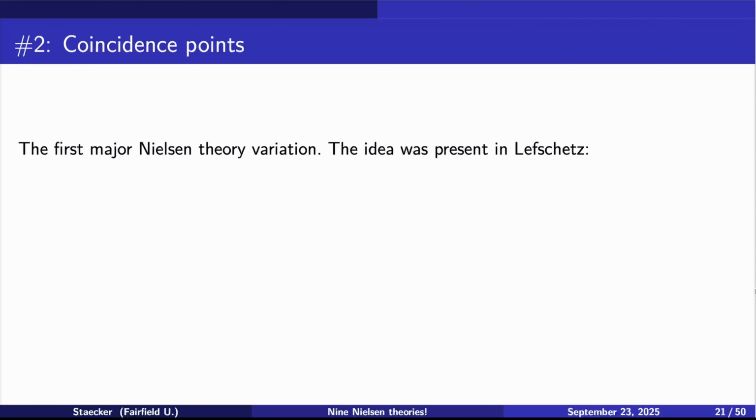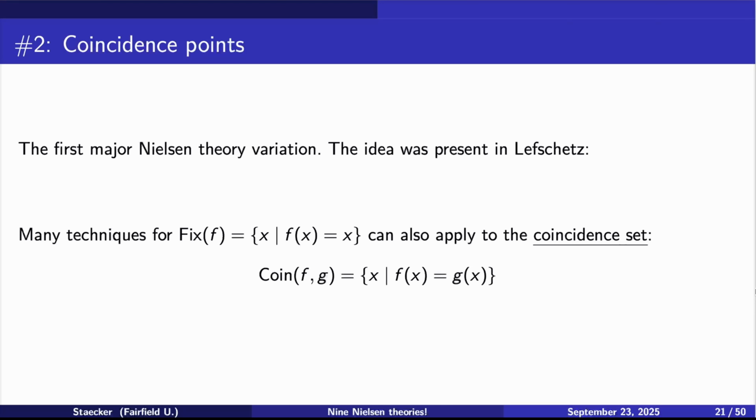Usually we know of Lefschetz, like Lefschetz fixed point theorem. This is what I know Lefschetz about. But actually Lefschetz originally did this in terms of coincidence points. All of these techniques that I just discussed about the fixed point set can also apply to what we call the coincidence set. If you have two different maps, f and g, I'm looking for all the points where f of x equals g of x, all right?